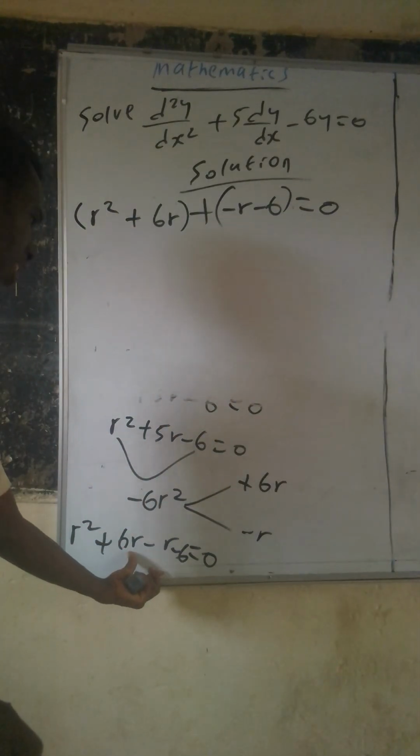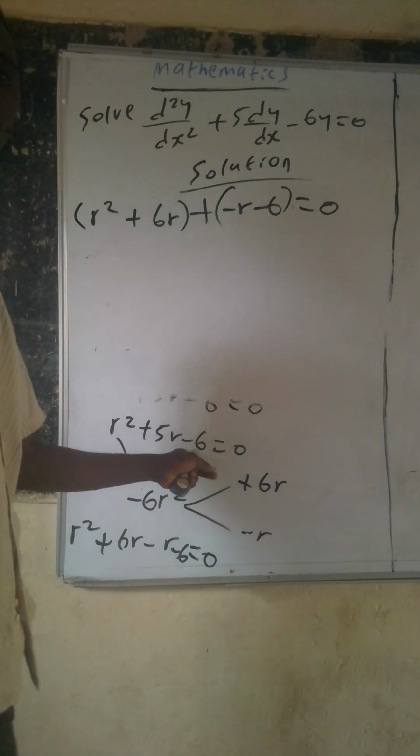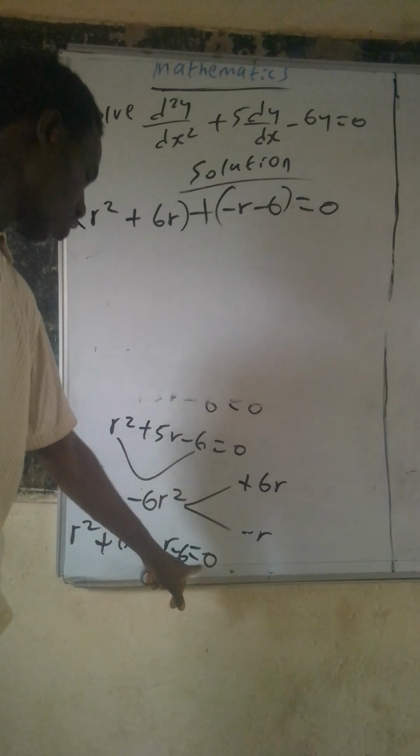6r minus r will be replaced with 5r, right? And minus 6, which was here initially, equals 0.